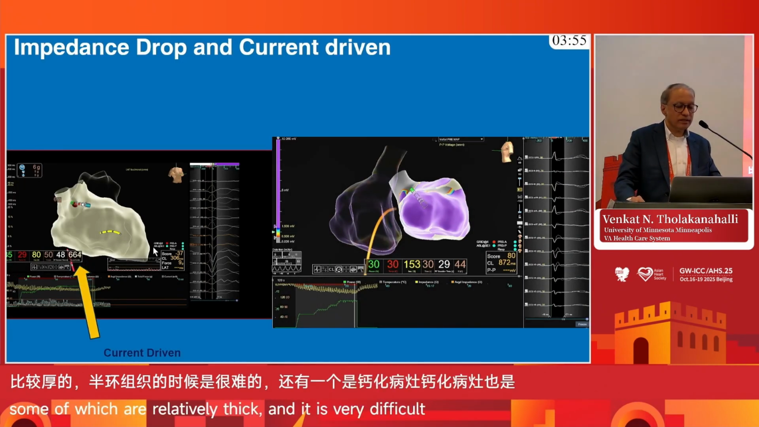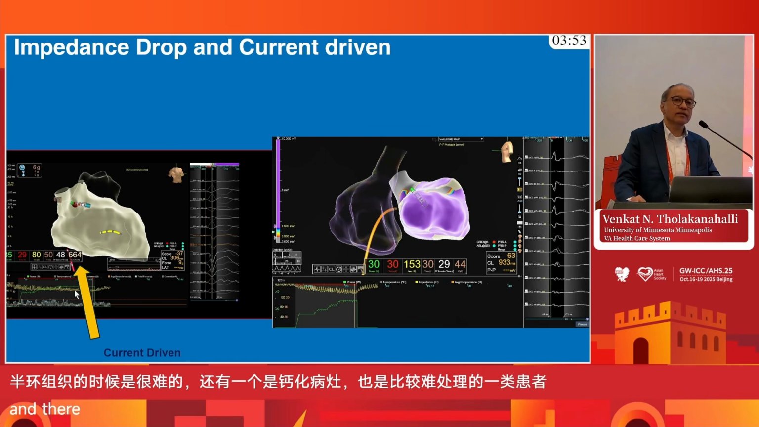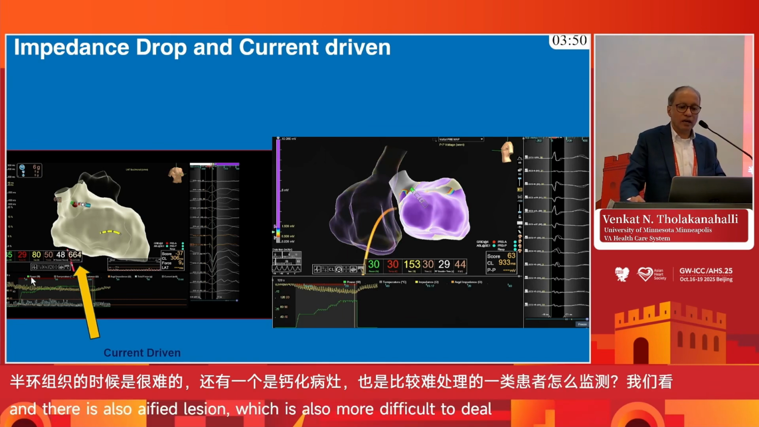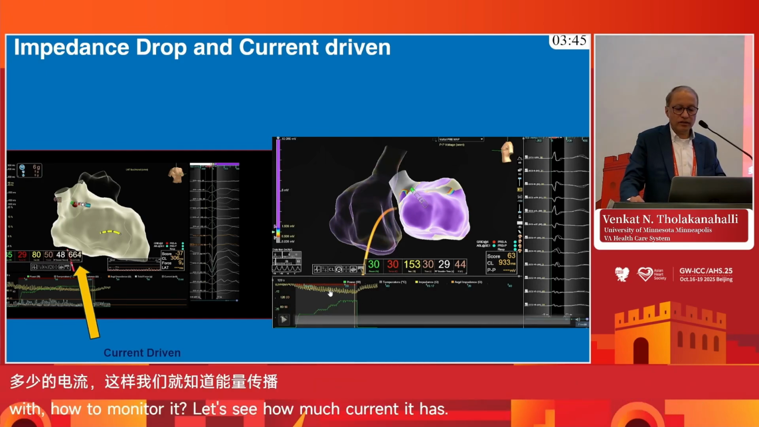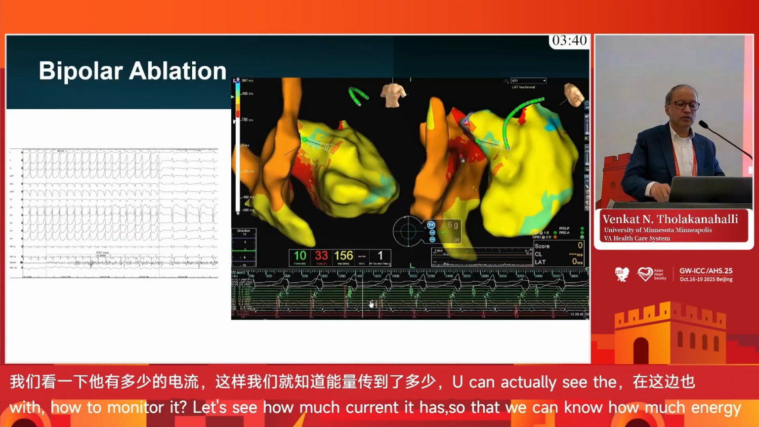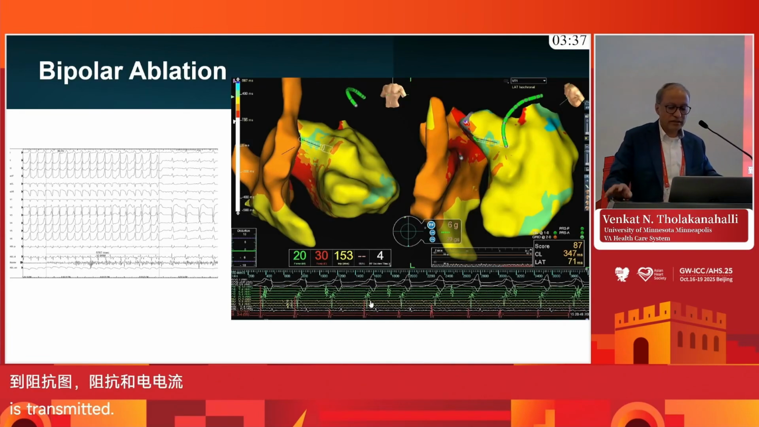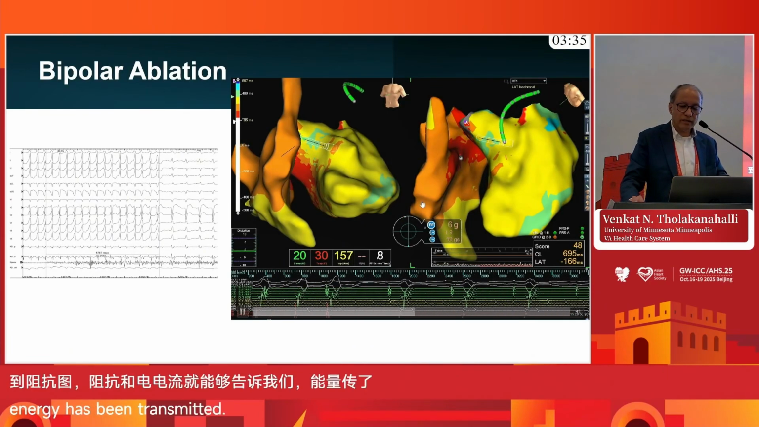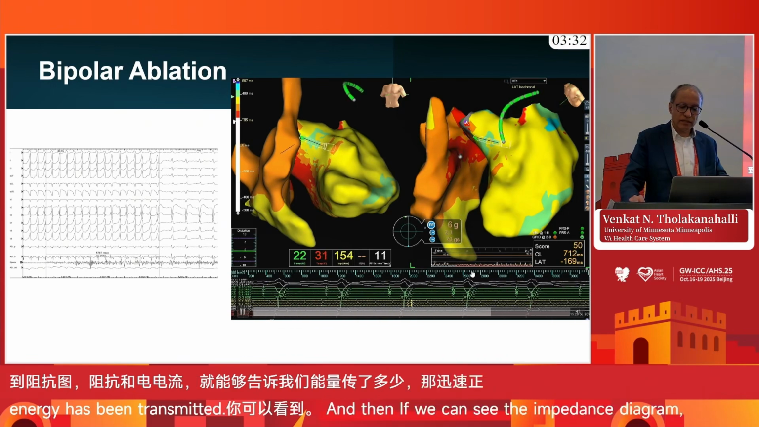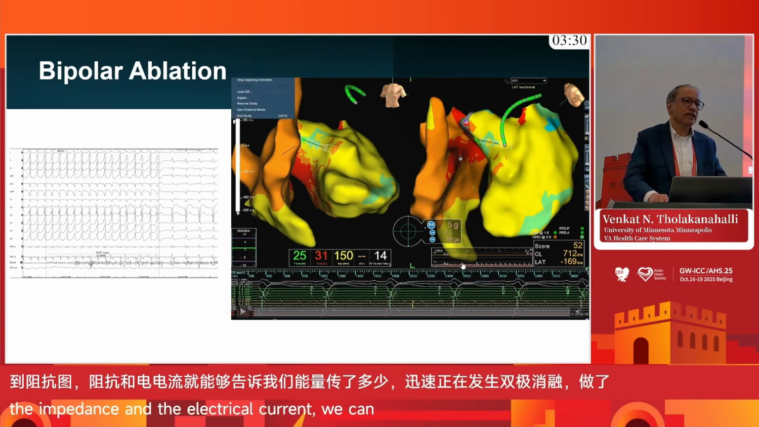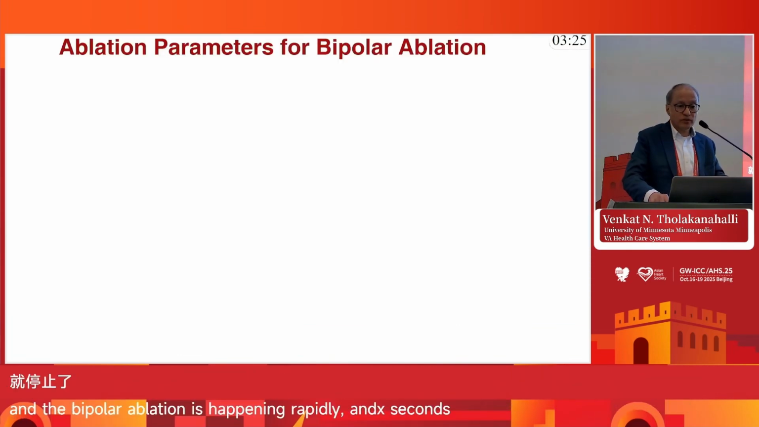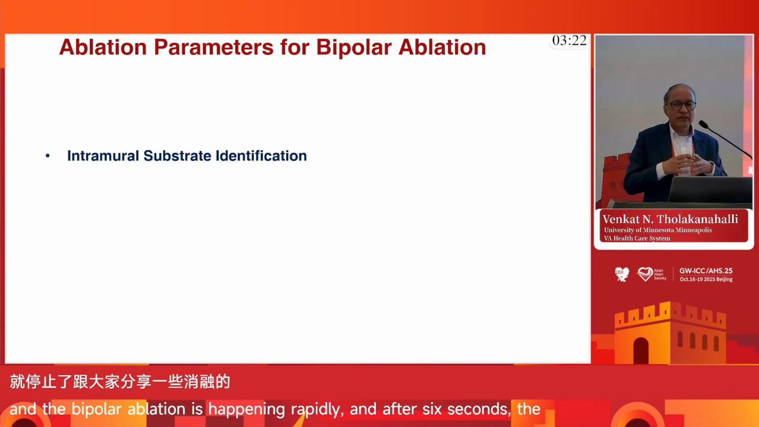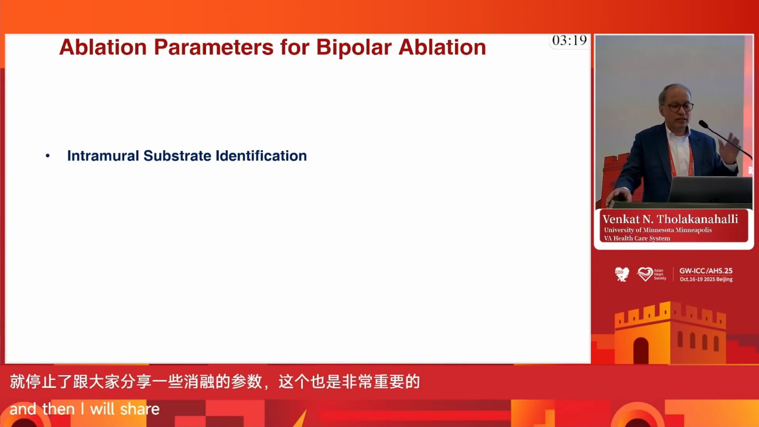One way to monitor this is to look at how much current is driven. That is probably the most effective way of knowing how deep the energy is delivered. You can also see the impedance drop, so that you know definitively how much you're delivering. In this case, the VT is going on, and then the bipolar ablation is done, and within 6 seconds the VT terminates. That means identification of the lesion where you want to perform ablation is the critical thing before you use bipolar ablation, and it should be done in a minimalistic fashion so you don't ablate too much.